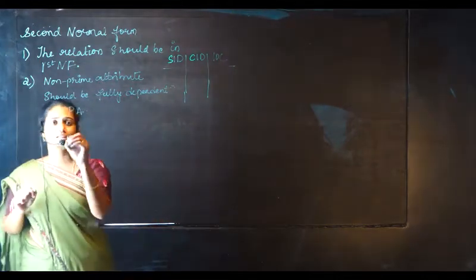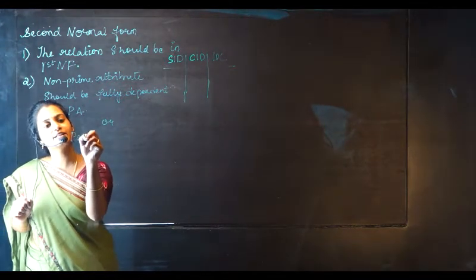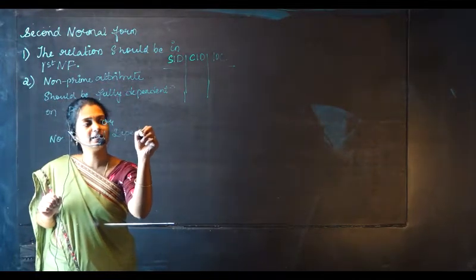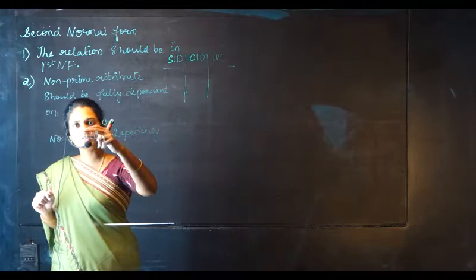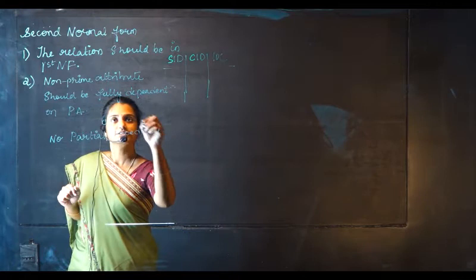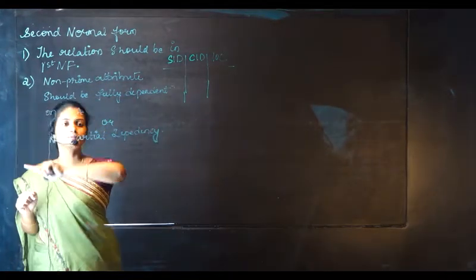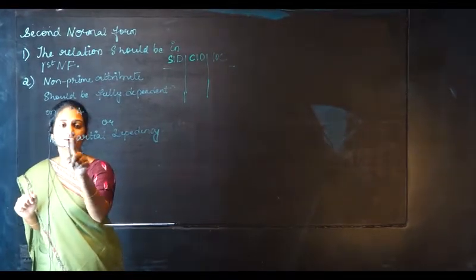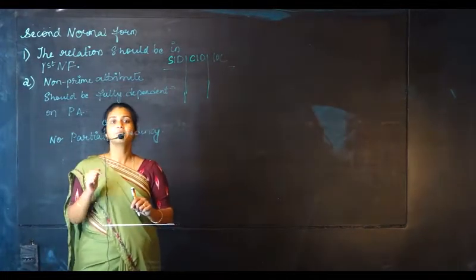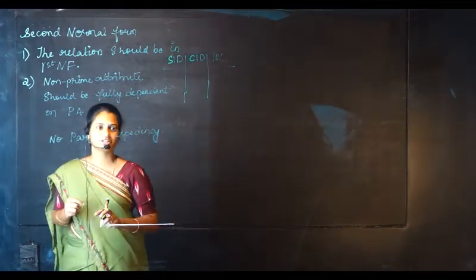Or you can say that no partial dependency should be there. So these two statements are equivalent ways of saying the same thing: either non-prime attributes should be fully dependent on prime attributes, or you should not allow partial dependency. We'll discuss what fully dependent and partial dependency are.